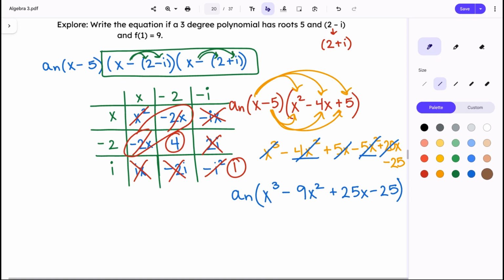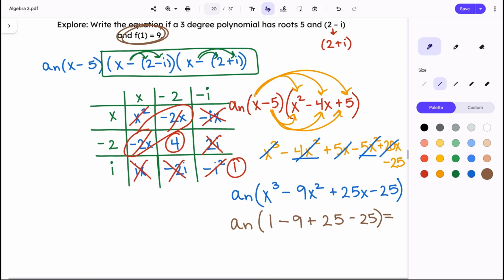Now, what up here, what number are they wanting me to put in for all my x's? Not 9. They want it to equal 9. We need to put a 1 in. So if you put a 1 in for all the x's here, this would become 1 to the third, which is just 1, minus 9, plus 25, minus 25. What does that equal if you do the math? Negative 8.